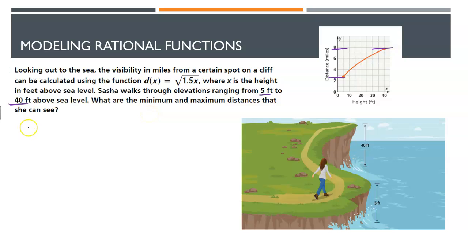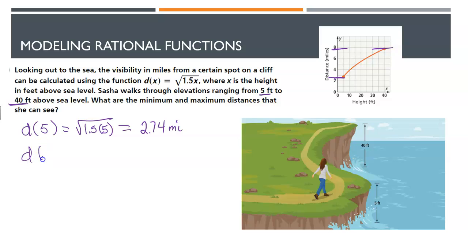To get an exact value, you would put in 5 for x, that would be your smallest, and you'd do the square root of 1.5 times 5, because that's your x. When you do that on your calculator, make sure you put it in the right order and don't do the square root of 1.5 and then multiply that by x. Make sure you're multiplying the product by x. This would be the square root of 7.5, and it's about 2.74 miles that she could see. That would be the minimum.